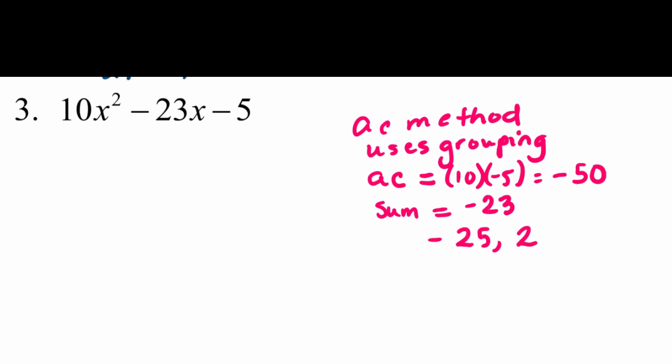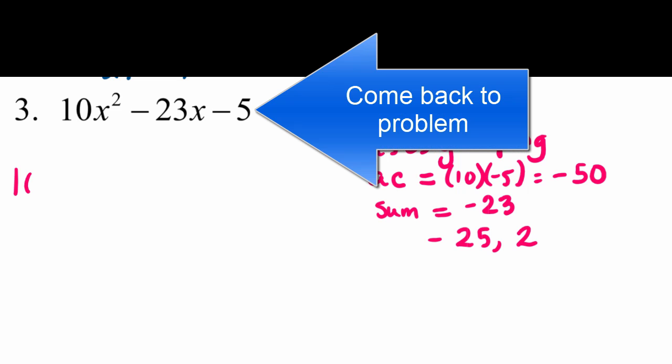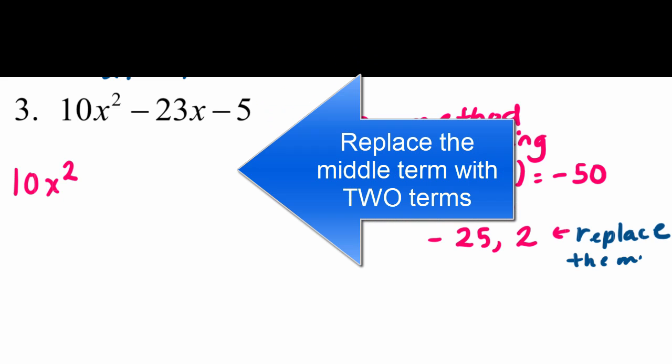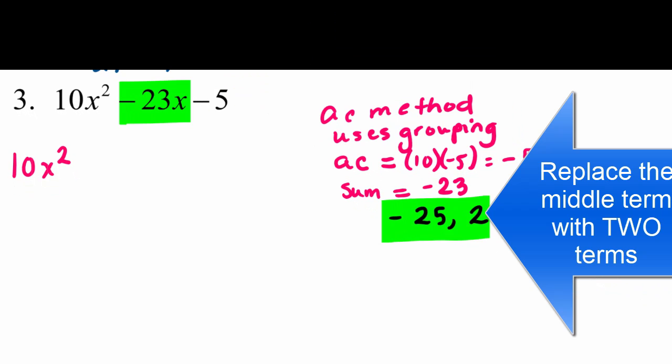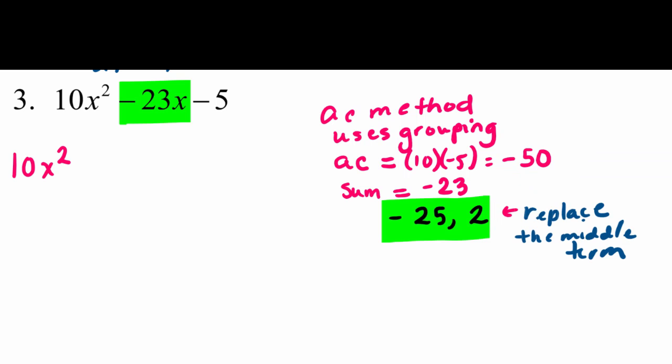So far these look the same as the bottoms up, but now here's where they go different. You're going to go back now to your paper, and you're going to write your first term, your 10x squared, but you're going to replace the middle term. So we're going to replace the negative 23x with your two numbers that you just wrote, but with an x. So like this, negative 25x plus 2x. Okay, so see what I did? I replaced the negative 23 with the two coefficients we just found, the two numbers with x. And then, of course, write back your negative 5.